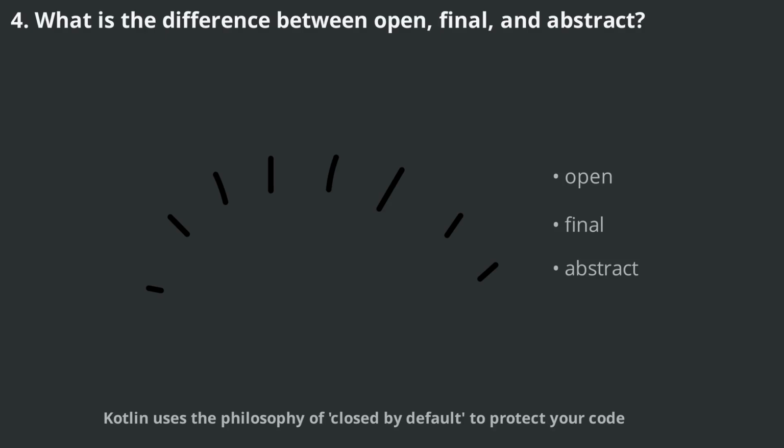Kotlin uses the philosophy of closed by default to protect your code. By default, classes and methods are final, meaning they can't be subclassed or overridden. If you want to allow inheritance, you mark them as open. Abstract classes, on the other hand, act as templates and can't be instantiated directly. They force subclasses to implement their abstract methods, ensuring a consistent contract across your code.